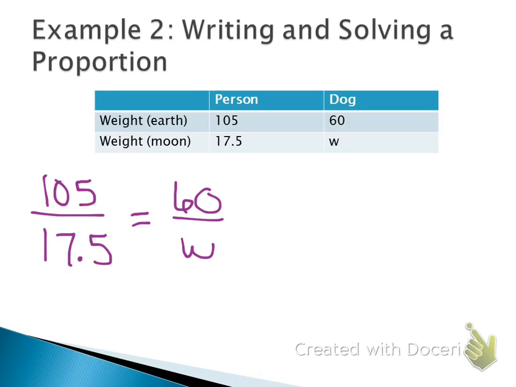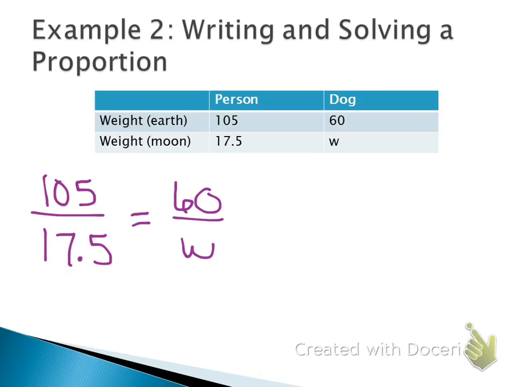Okay? Now, it's not the only way. I could have said a person's weight on Earth over a dog's weight on Earth equals a person's weight on the moon over a dog's weight on the moon. Does that make sense? That's how First Hour did it, actually. But it worked out. It'll work out any way that you set it up as long as you're comparing the same unit to each other.